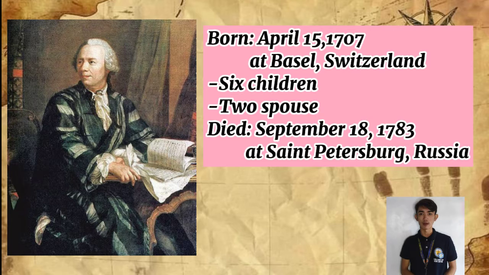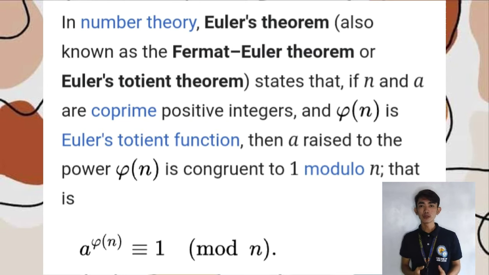In number theory, Euler's Theorem, also known as the Fermat-Euler Theorem or Euler's Totient Theorem, states that if n and a are coprime positive integers and phi of n is Euler's totient function, then a raised to the power of phi of n is congruent to 1 modulo n. That is, a raised to phi of n is equal to 1 mod n.